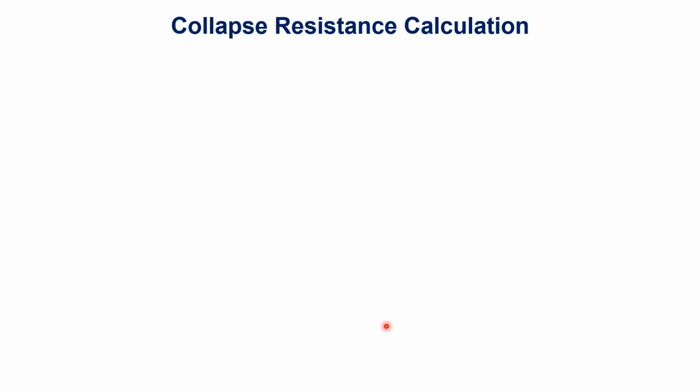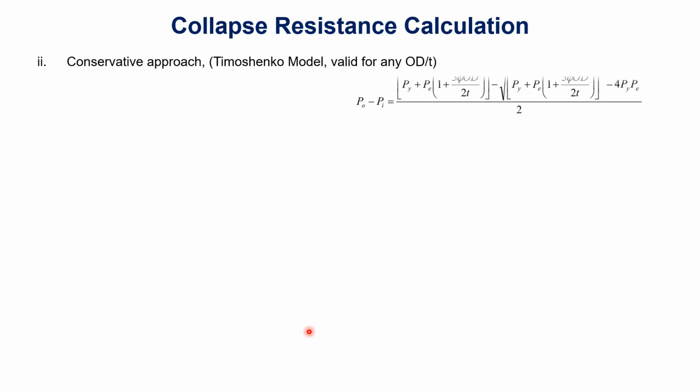The second formula or second method we will discuss is the conservative approach known as Timoshenko model, and it is valid for any ratio of OD to wall thickness. According to this conservative approach, collapse pressure is equal to P sub Y into P sub E into 1 plus 3 phi OD over T minus square root Py plus Pe into 1 plus 3 phi OD over 2T square of this particular term minus 4 Py into Pe over 2.